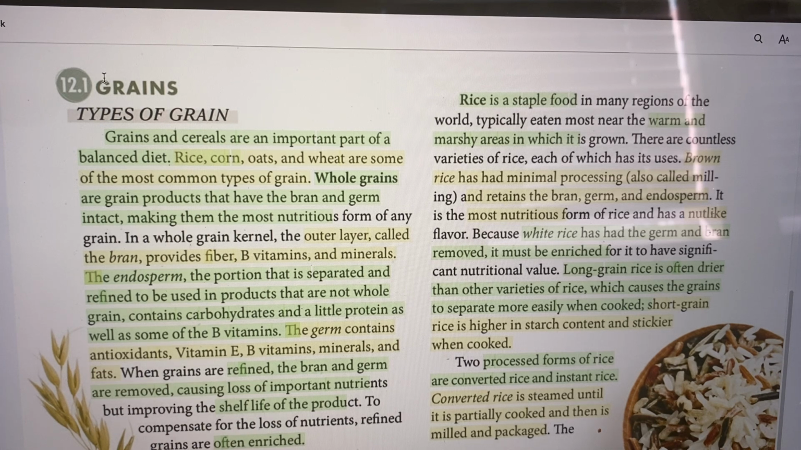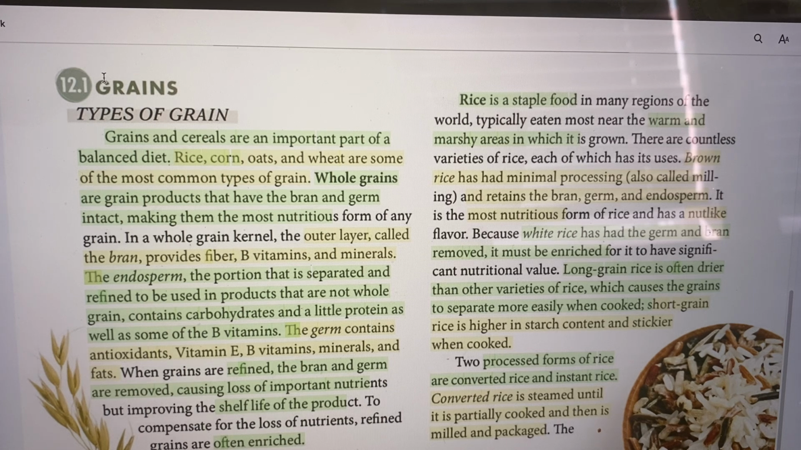And then, of course, we have the germ. So we're talking about three parts so far. We have the bran, the outer layer. We have the endosperm and the germ. The germ contains antioxidants such as vitamin E, vitamin B, minerals, and fats. And so the germ, too, is very nutritious.